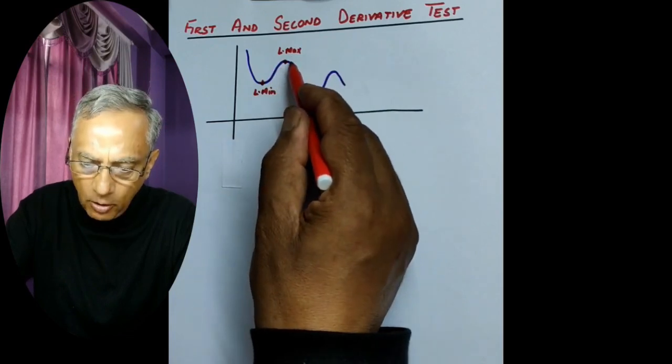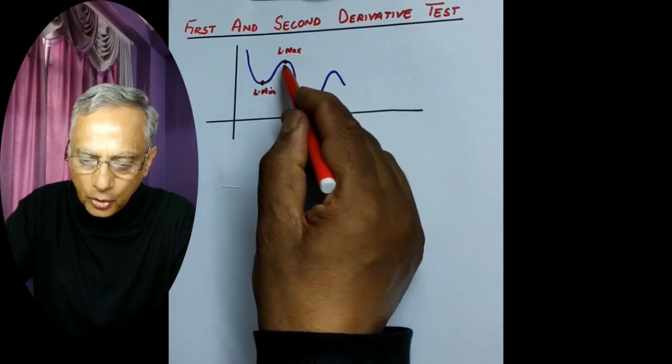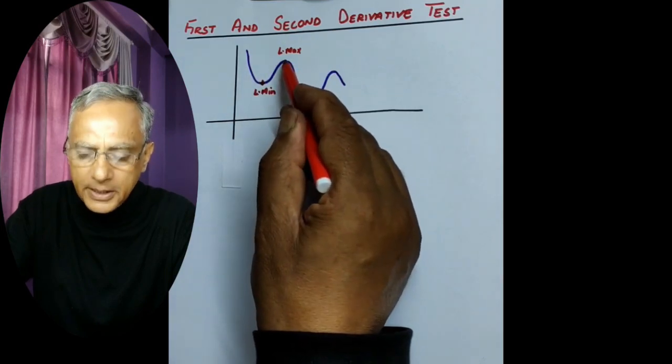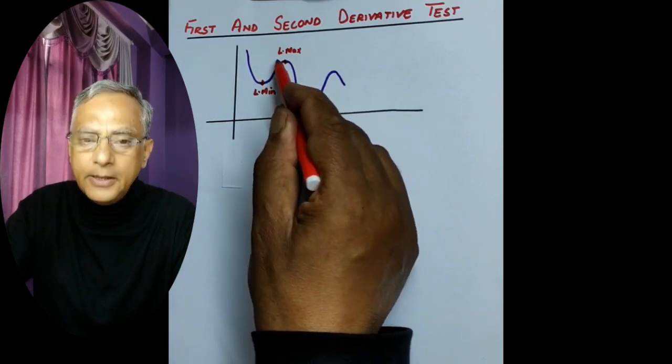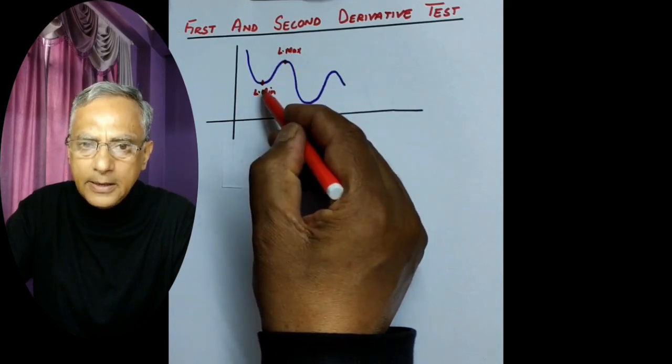And similarly, this is not the maximum value. This value is greater than this. So this is not the absolute maximum. It is maximum only in its neighborhood. Such values are known as local maximum and local minimum.